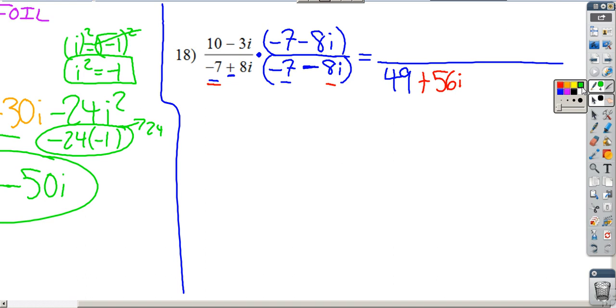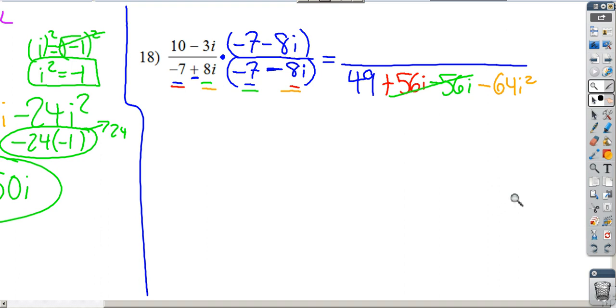And we have the inside terms. 8i times -7 is -56i. And that's what we want to see. We want to see these two things cancel, which they do. And then finally, the last terms would be 8i times -8i, which is -64i squared. Now we said we're not supposed to have any i's left.